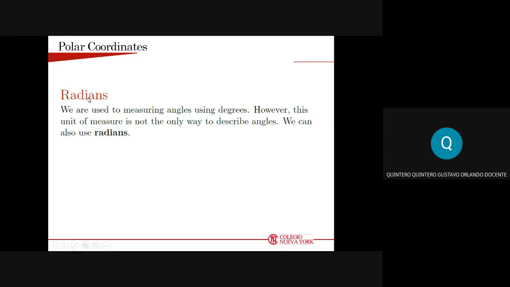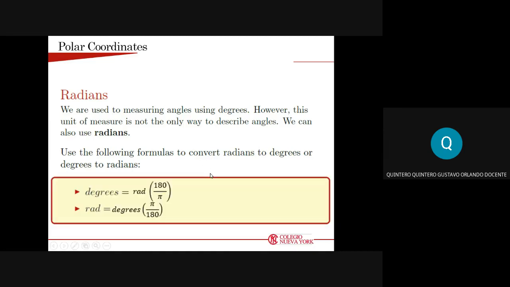This measurement is also a way of measuring angles. We can measure angles using degrees and we can measure angles using radians. This is why your calculator can be switched between radians and degrees. All right? Now, use the following formulas to convert radians to degrees or degrees to radians. Here are the two little formulas. If you like to take pictures, go ahead and take a screenshot right now. We are going to use these formulas a lot.